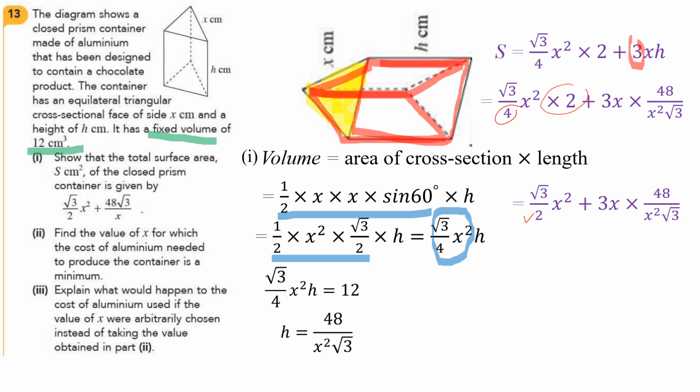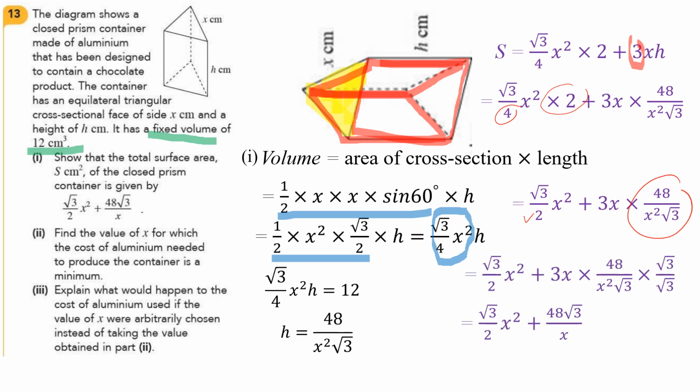Okay, this one remains the same. And then I'm going to rationalize this guy here. Rationalize: times square root 3 at the numerator, square root 3 at the denominator. So you see, the square root 3 times square root 3 gives you 3. So the 3 and the 3 go off. All this goes off, and of course, this one and this go off. So you're left with 48 square root 3 and just x only. And of course, this term remains the same.